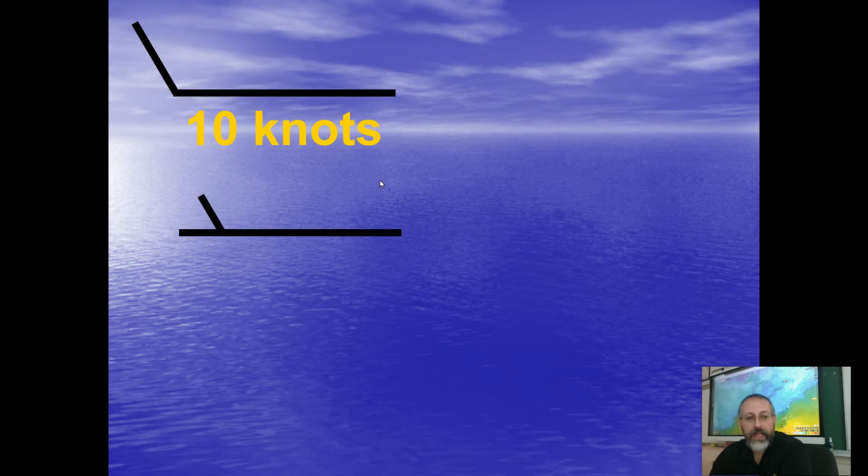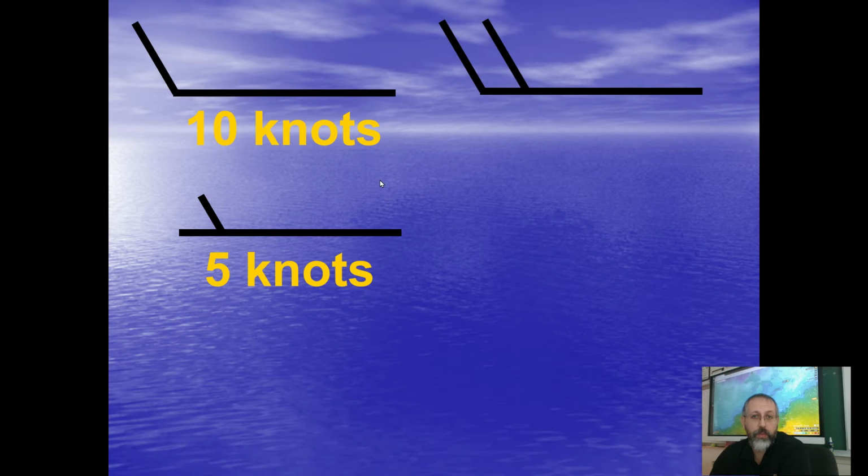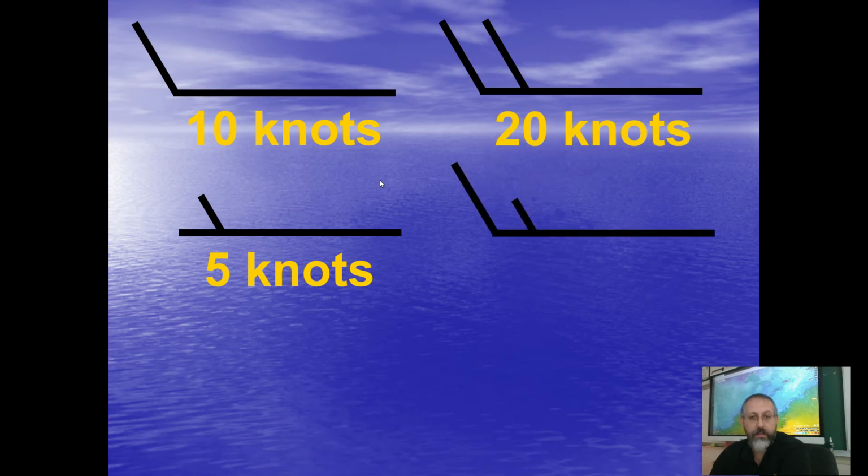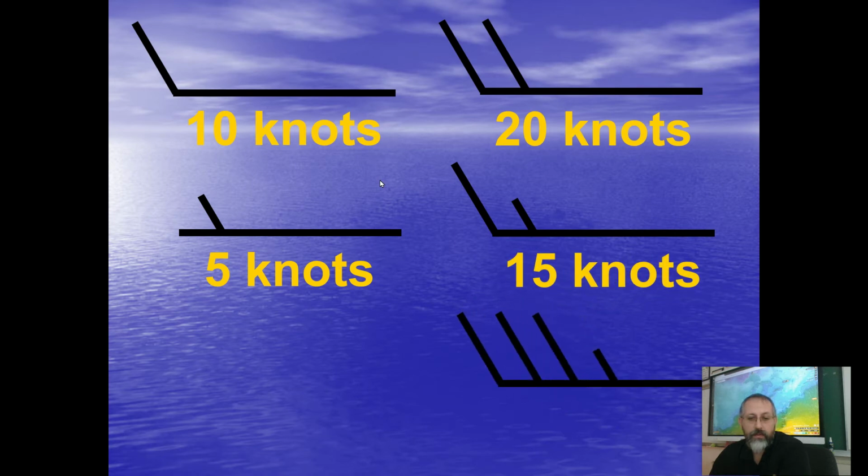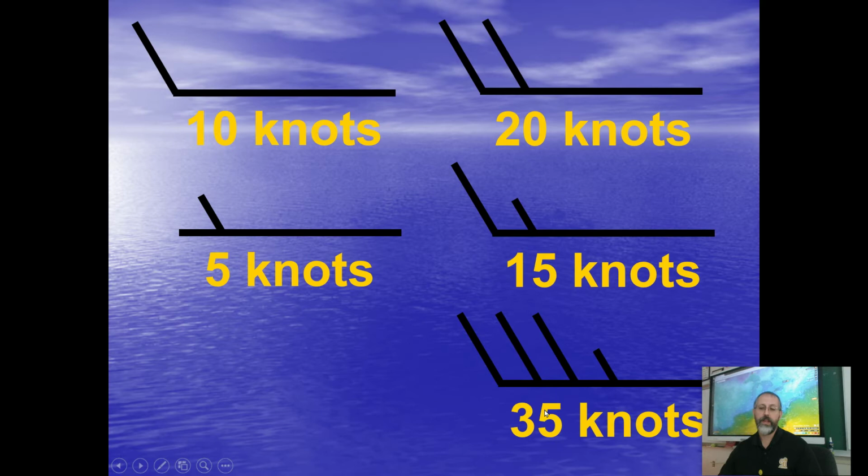If the flag is in a little bit from the end, and it's going to be shorter, that's going to represent 5 knots. Now you can combine them as well. So if you had two big flags, 10 plus 10 is 20. If you had a big flag and a little flag, 10 plus 5 is 15. If you have that, what would you have? 10, 20, 35. 35 knots. And it goes from there.